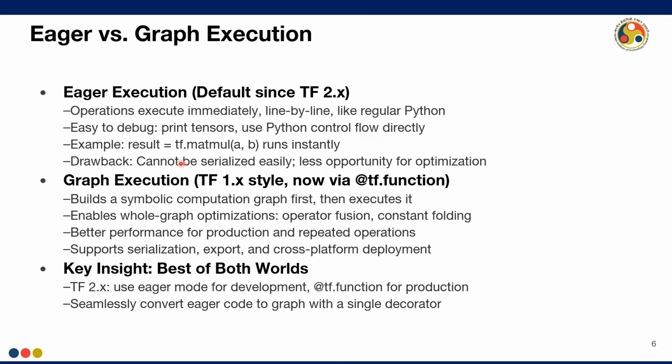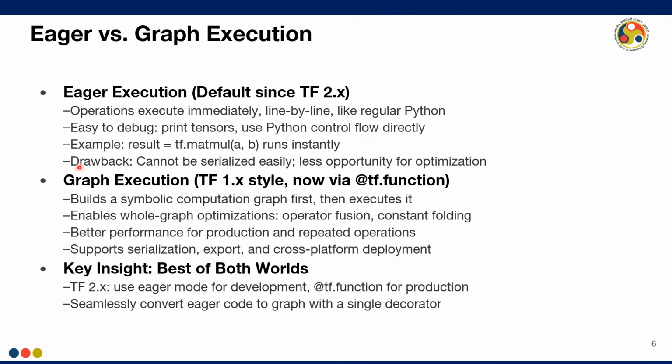But the drawback is that it cannot be serialized easily, because we do not know exactly what operations we are going to execute next, right? If there are any opportunities for optimization in the next lines, we are not able to perform them because we have already executed that particular line. That's why graph execution in TensorFlow gives you better performance. We'll see the performance aspects, but as I said, line by line execution is very hard to optimize.